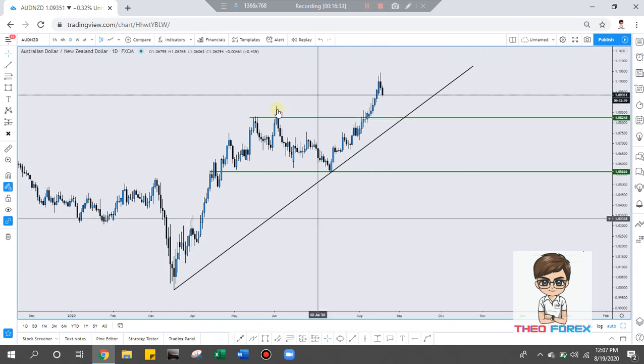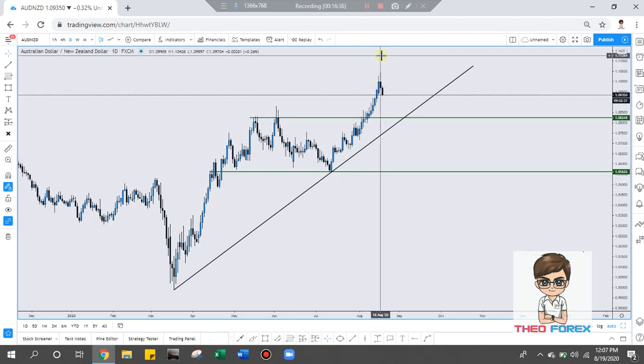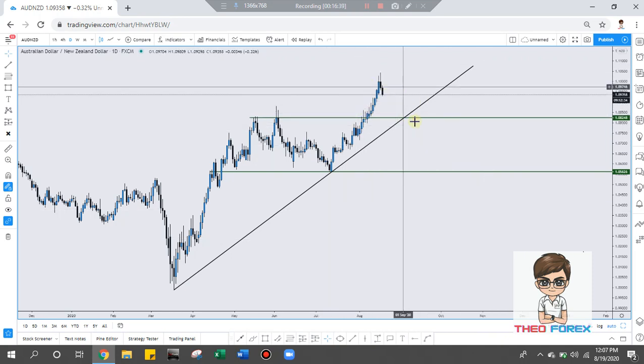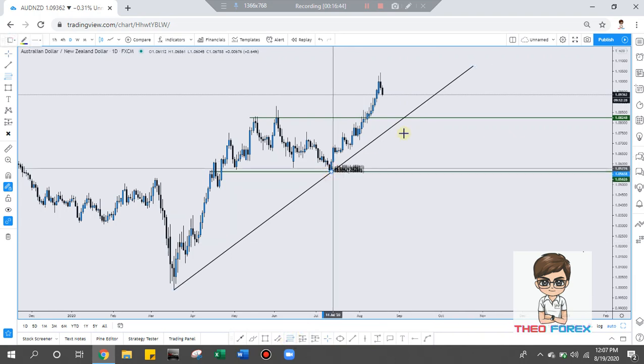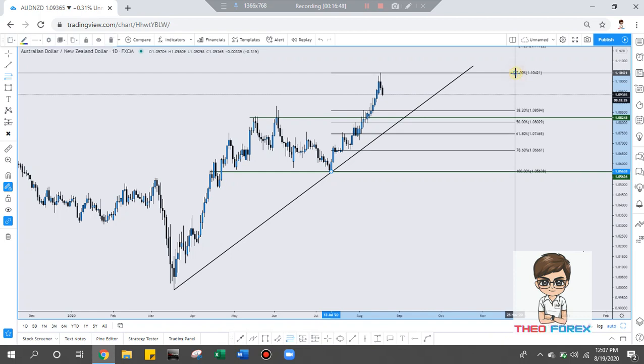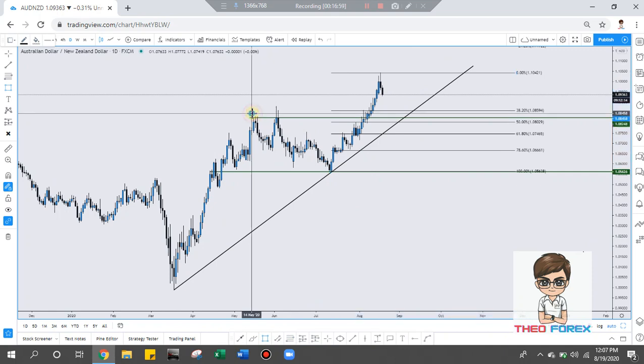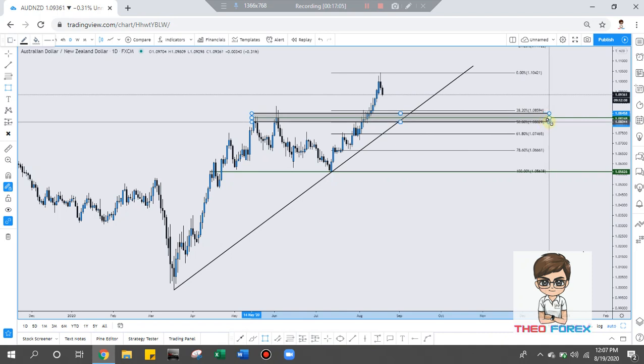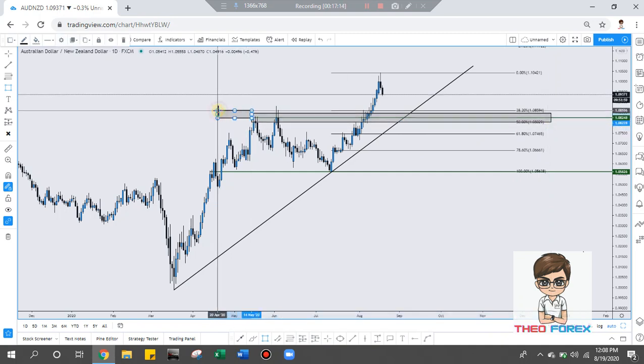Now they understand that this is an impulsive leg to the upside and this is a correction, so they expect an impulse then a correction. If they were on this chart, they would put a Fibonacci on it like this. Then what they would note is that the 30%, the 38.2 and the 50% align with that previous structure. So they just place a box here.